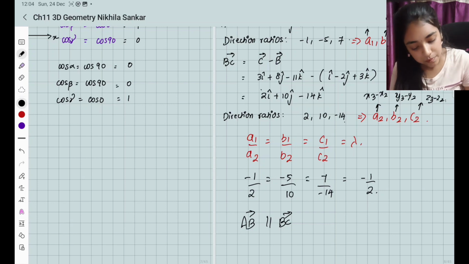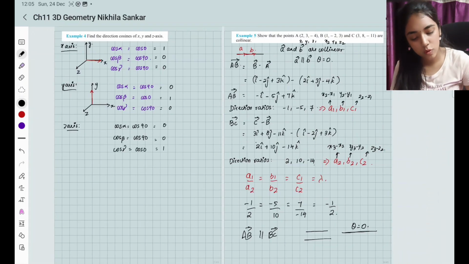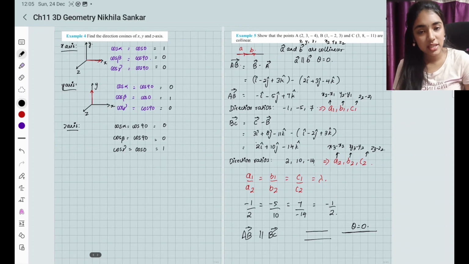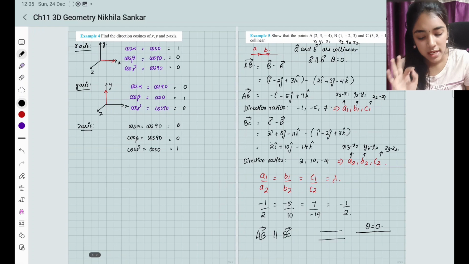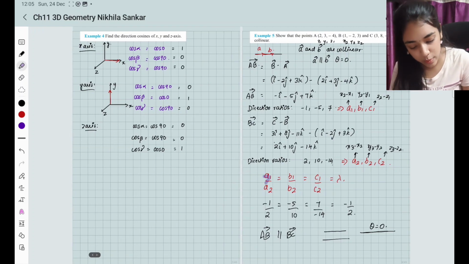Parallel na enna artham? It can be parallel like this or it can also be parallel like this. Overlap பண்ணியும் இருக்கலாம். So இந்த இடத்துல theta என்ன ஆயிடும், 0 ஆயிடும், because it's overlapping. We see that theta is going to be 0, but still ரெண்டுமே parallel தான் இருக்க போகுது. So collinearity எப்படி prove பண்ணலாம்? The basic idea: a1 by a2, b1 by b2 and c1 by c2 gives me lambda, where my a1 is going to be x2 minus x1, b1 is going to be y2 minus y1.